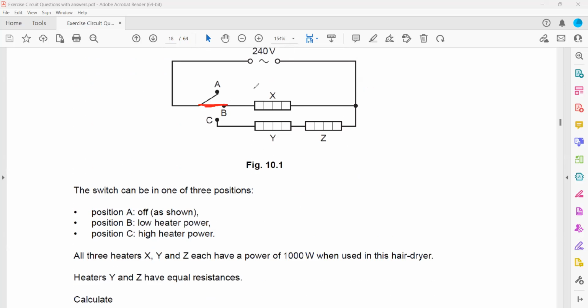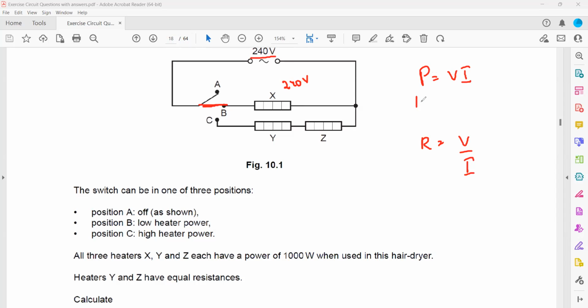First, when it is connected here, the heater X and the power supply are parallel to each other. If they're parallel, and we have a 240 volt supply, this will be 240. It will receive the same voltage because it is parallel to the supply. When it is parallel, the voltage will be the same. So we have the voltage. We will use the formula P equals VI first to get the current, and after getting the current, we'll use the formula resistance is the ratio between voltage and current. So P equals VI.